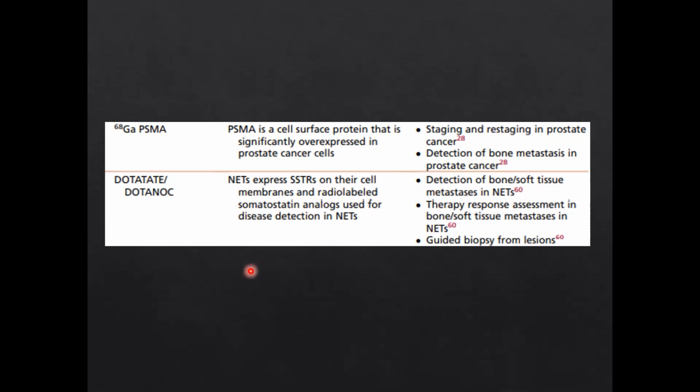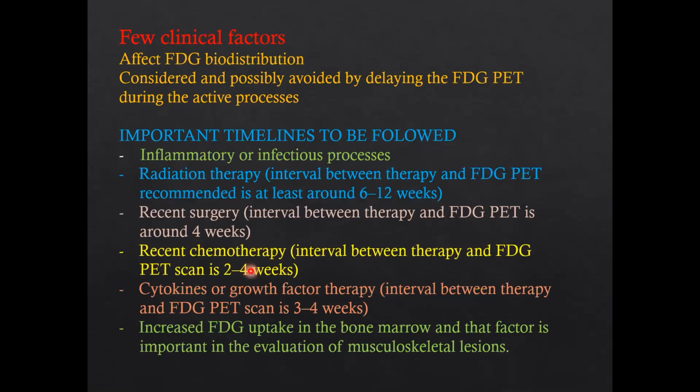Now coming to a few clinical factors affecting FDG biodistribution. They can be avoided by delaying the FDG PET during active processes, and there are important timelines to be followed. For inflammatory or infectious processes and radiation therapy, the recommended interval between therapy and FDG PET is at least around 6 to 12 weeks. After recent surgery, the interval is around 4 weeks. After recent chemotherapy, the interval between treatment and FDG PET is 2 to 4 weeks. And for cytokine or growth factor therapy, the interval is 3 to 4 weeks.